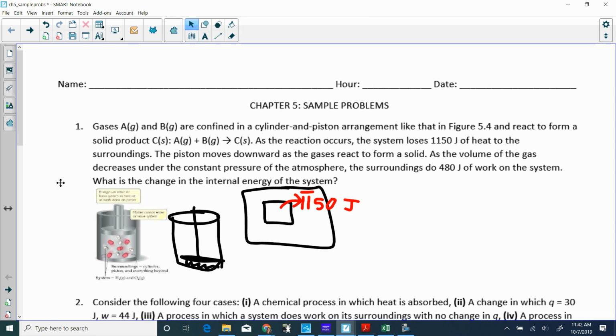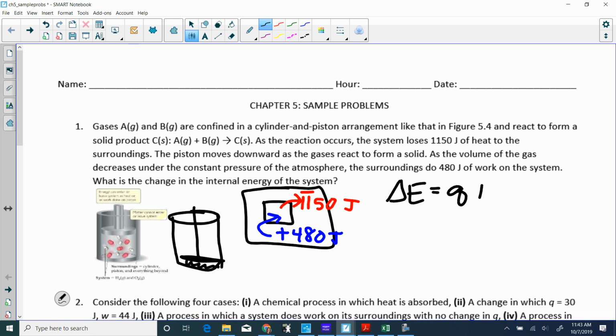The piston moves downward as the gases react to form a solid. As the volume of the gas decreases, the atmosphere is what pushes the piston down. There's less pressure, so the atmosphere does work on the system. So that's a positive 480. Reading comprehension. Nobody's going to tell you positives, negatives. You have to read.